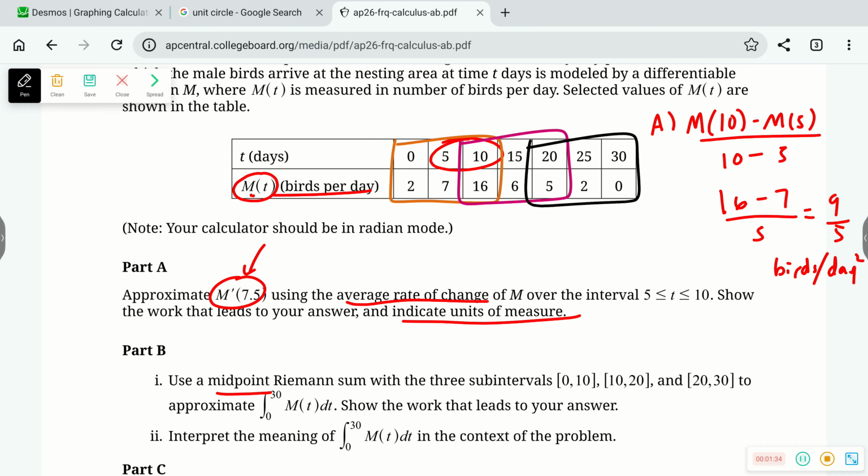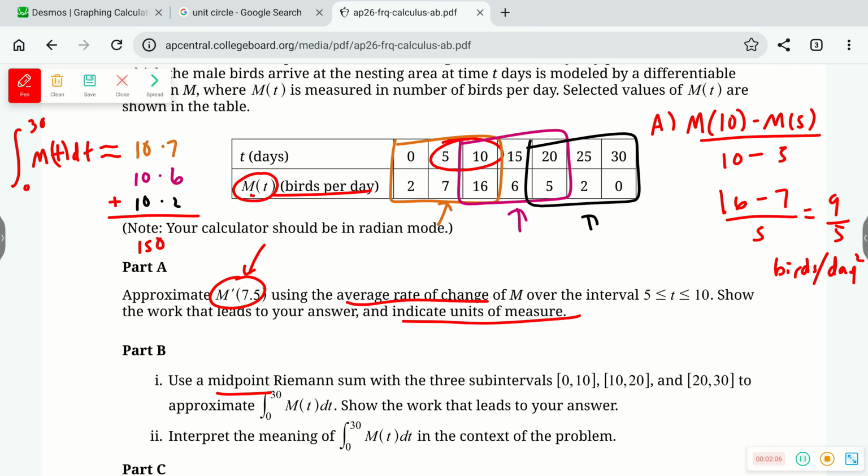So this is to approximate this. The gap is 10, and we're using the midpoint, so it's 7. So 10 times 7. And then for the purple, we're using the 6 halfway, so 10, the distance between 10 and 20, times that halfway point, 6. And the black one, 10 times 2. Just add all those up. That's going to be 150.